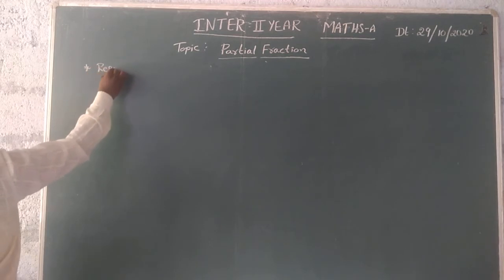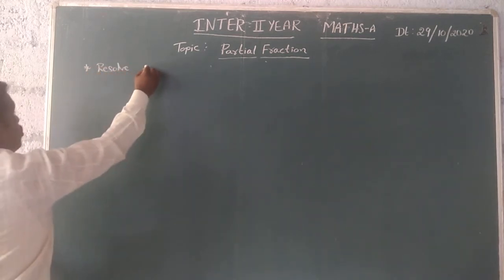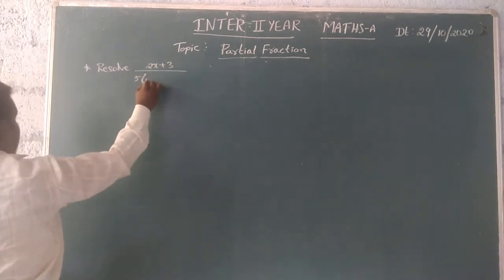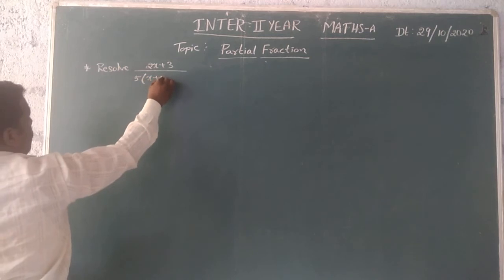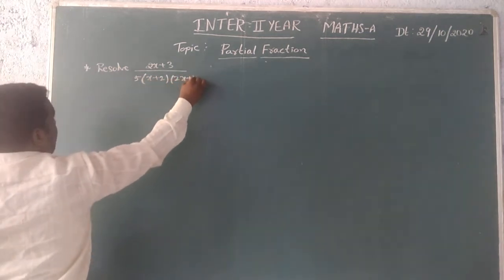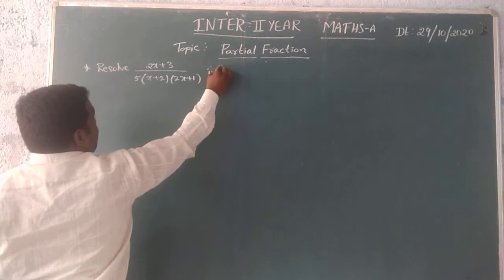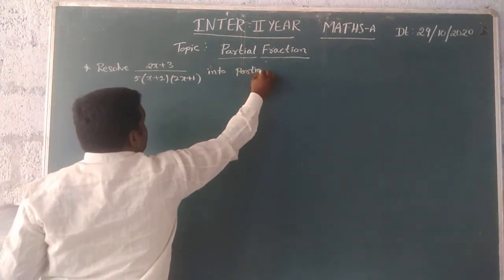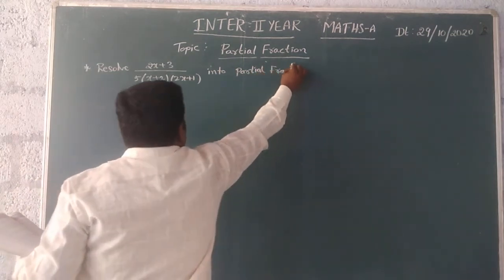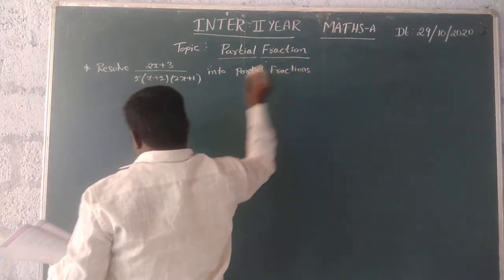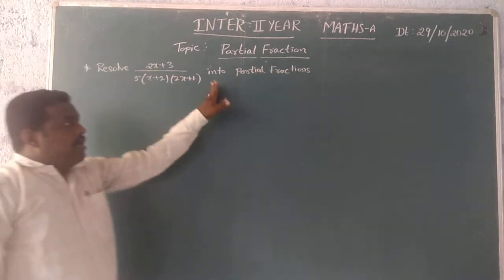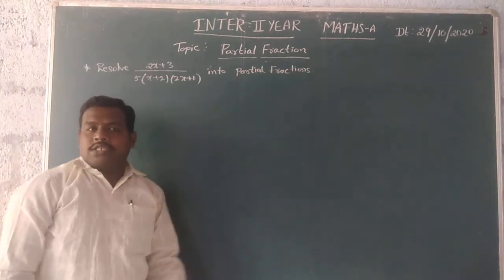Resolve 2x plus 3 by 5 of x plus 2 into 2x plus 1 into partial fractions. So, the given fraction can be reduced into the partial fractions.